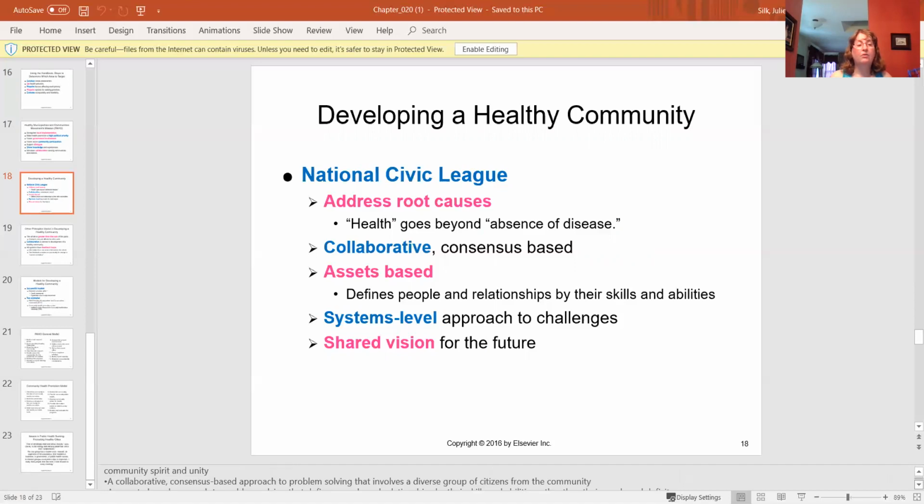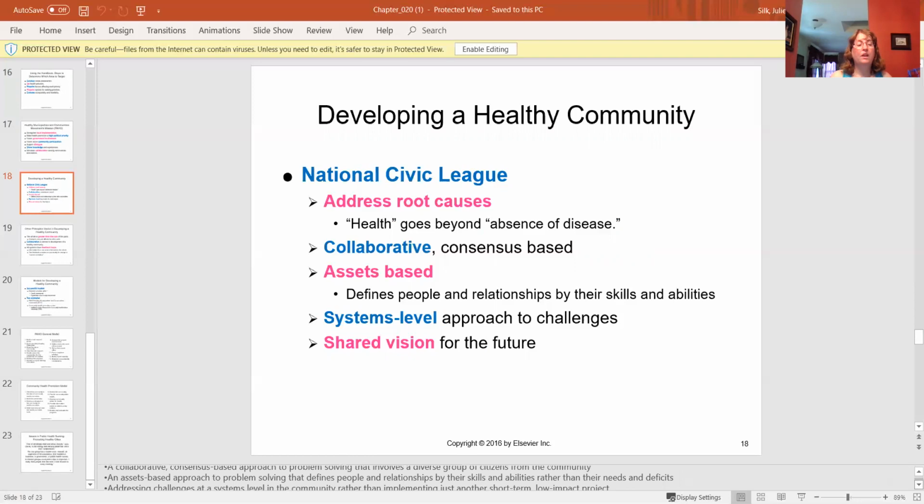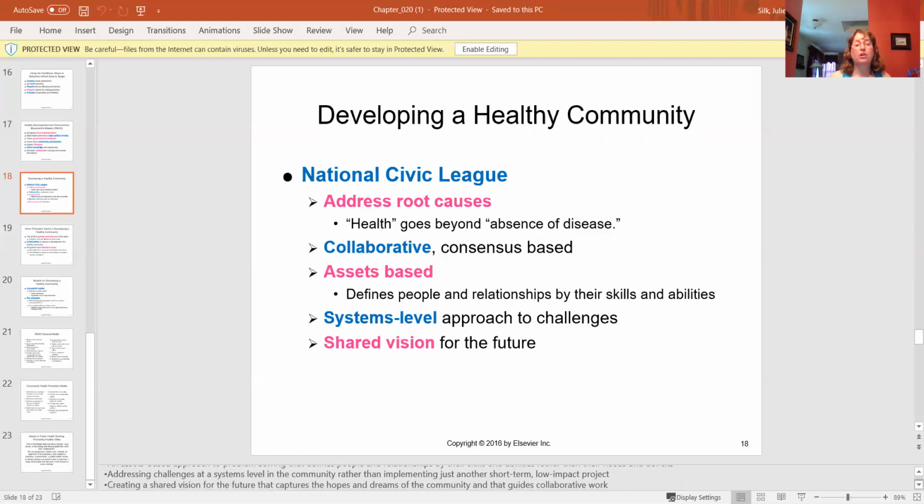A collaborative, consensus-based approach to problem solving that involves a diverse group of citizens from the community. An assets-based approach to problem solving that defines people and relationships by their skills and abilities rather than the needs and deficits. Addressing challenges at a systems level in the community rather than implementing just another short-term, low-impact project. Creating a shared vision for the future that captures the hopes and dreams of the community and that guides collaborative work.